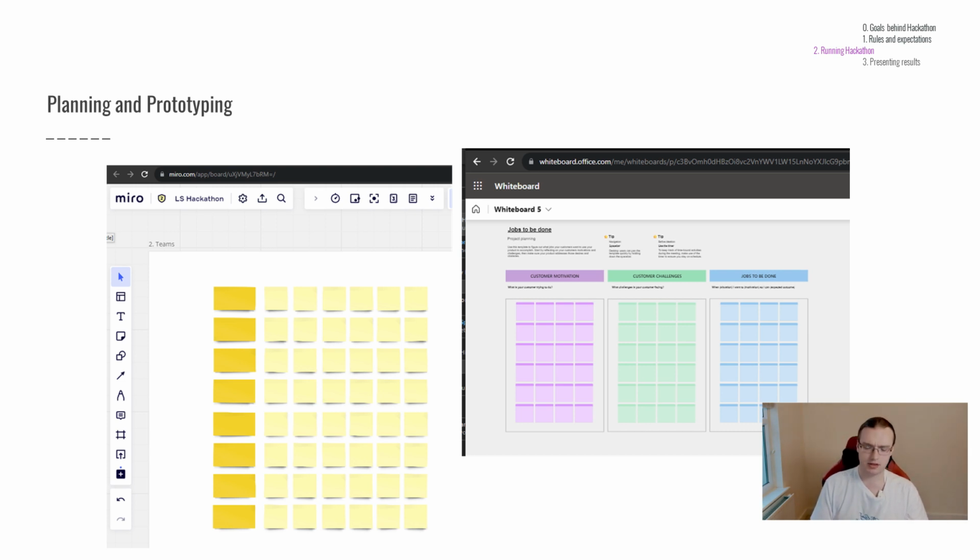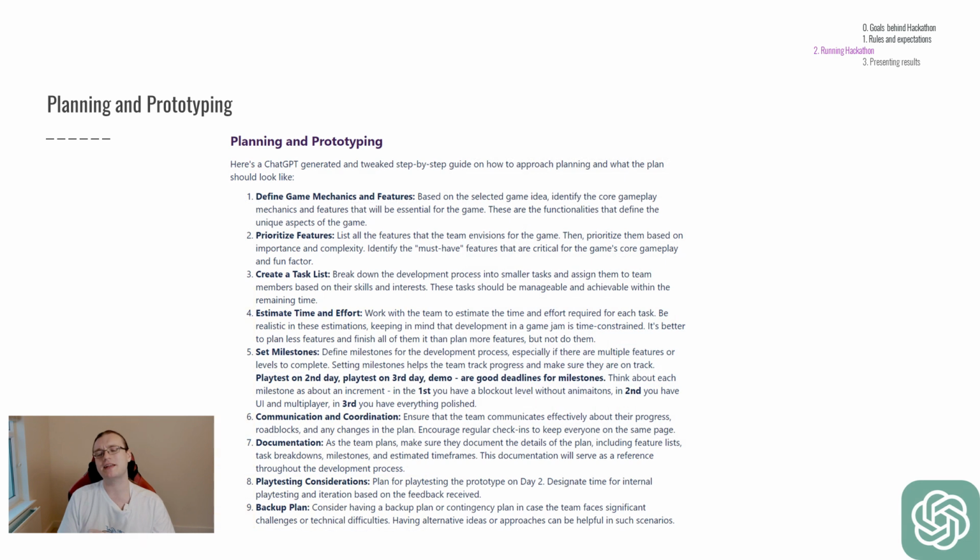Next slide is about the ChatGPT advice on how to plan and prototype in a small amount of time. You just need to understand that whatever the teammates and teams are going to work on, it should be done fast, and the results should be presented on the second or the third day of the hackathon. So whatever the ideas behind planning and prototyping, they should help with delivering things fast.